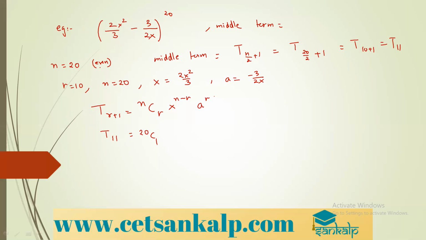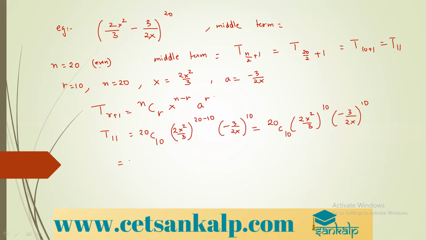So 20 C 10, 2x square by 3 power n minus r, 20 minus 10. Then a power r, that is 10. That means I have to expand or simplify this: 20 C 10, 2x square by 3 power 10, minus 3 by 2x power 10.